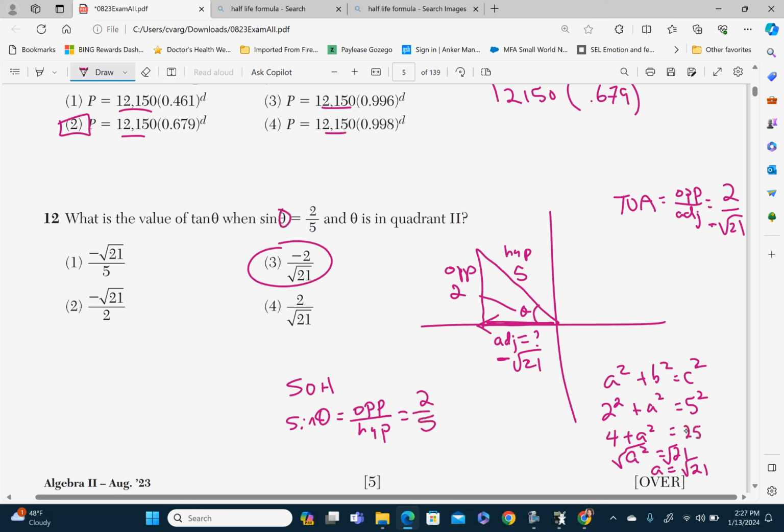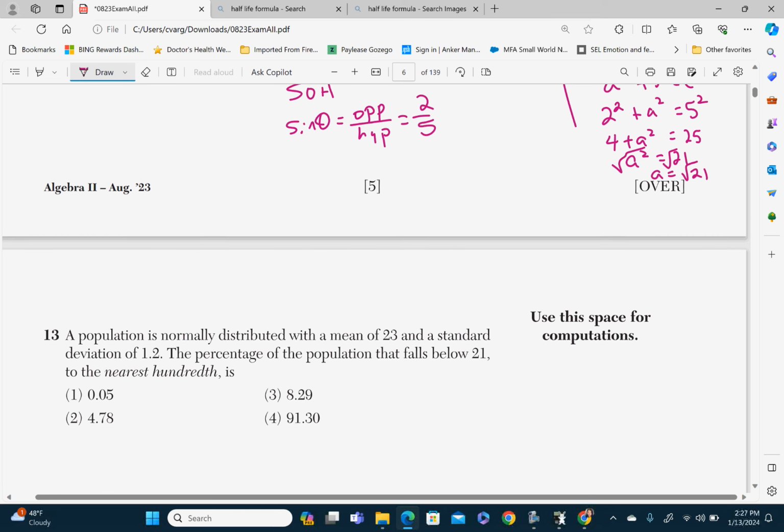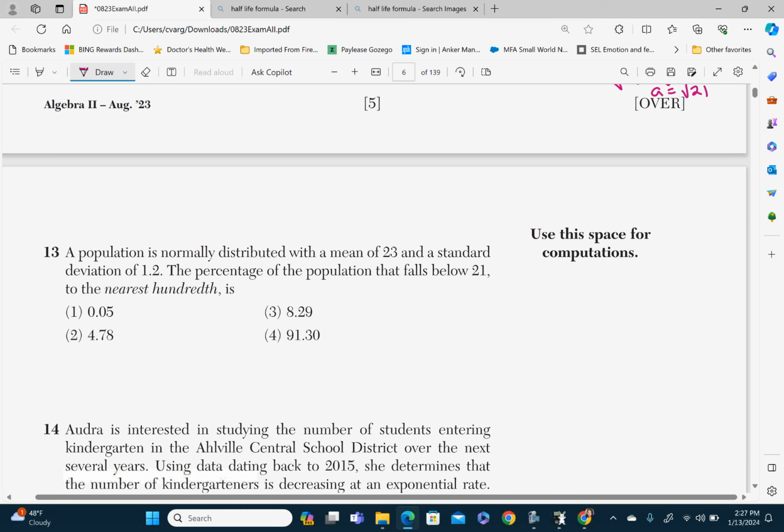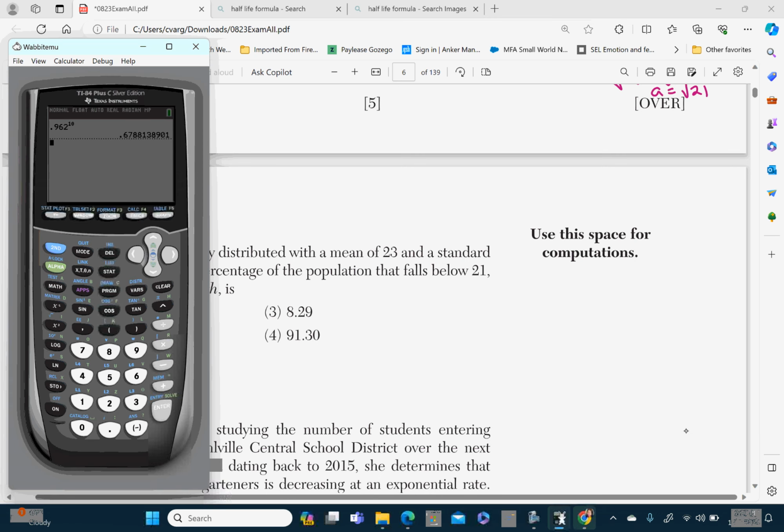If you get this right, great. If you don't, it's okay. All right, next question. This is also a calculator question.